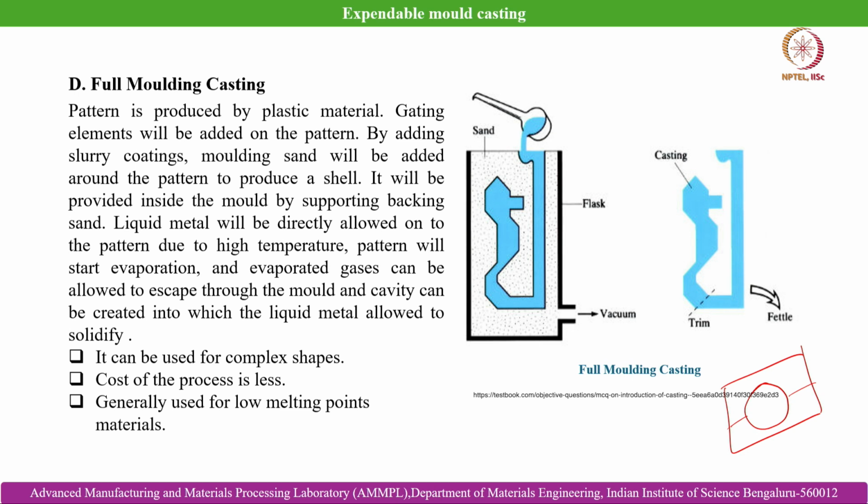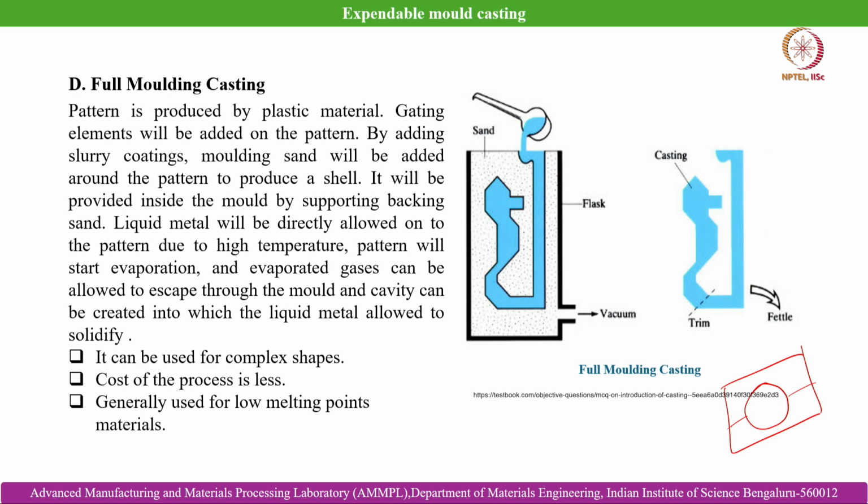The remedy is basically this full molding casting, where the pattern is produced from plastic material. Gating elements will be added on the pattern itself. Up to that, it is quite similar to the investment casting process, that means creating polymeric patterns, fixing them to the tree, and then adding slurry coatings. Molding sand will be added around the pattern to produce a shell, which will be provided inside the mold by supporting backing sand.